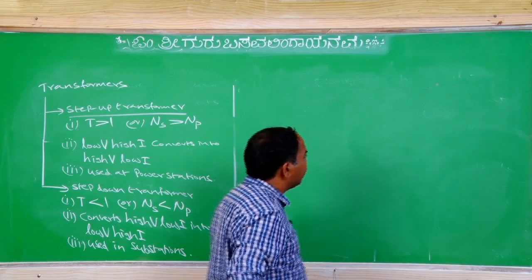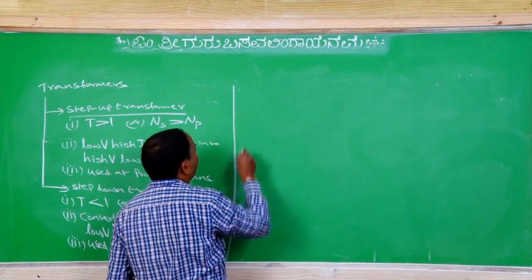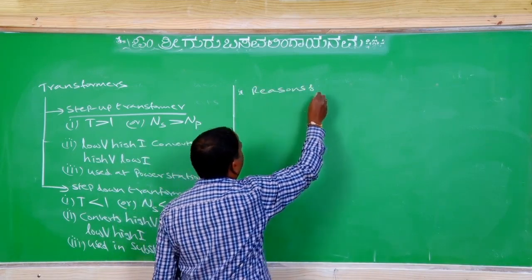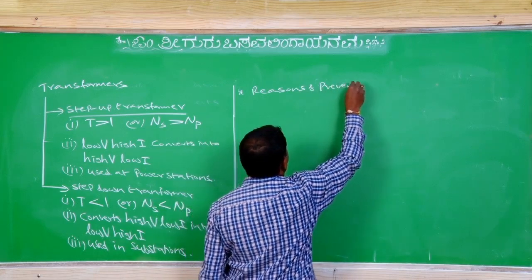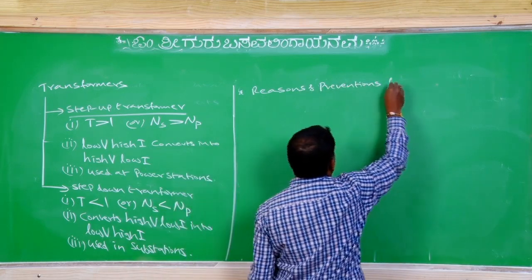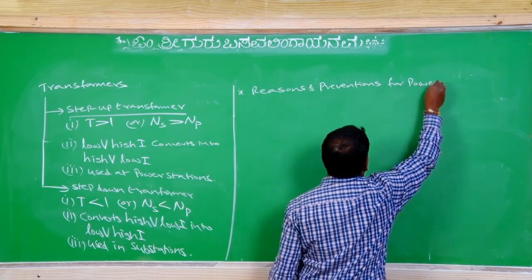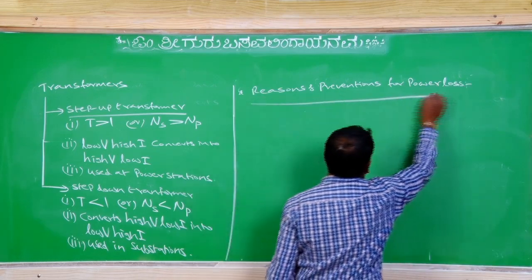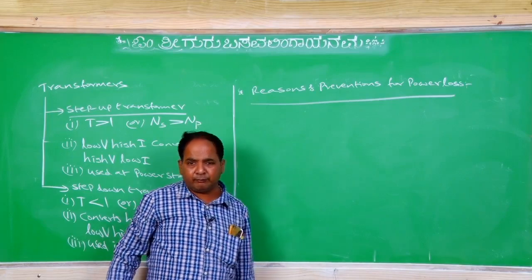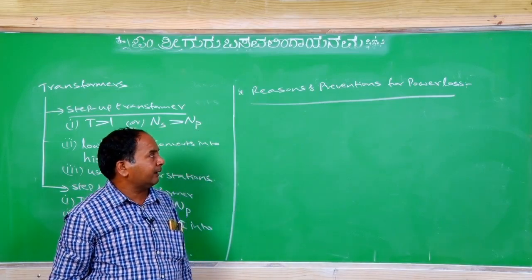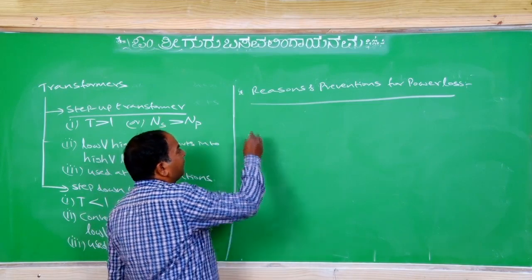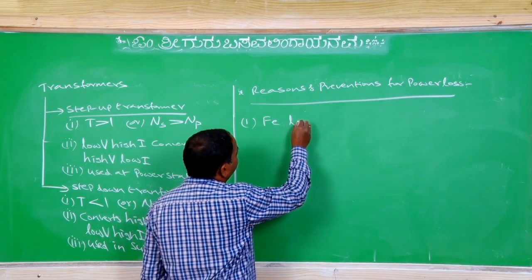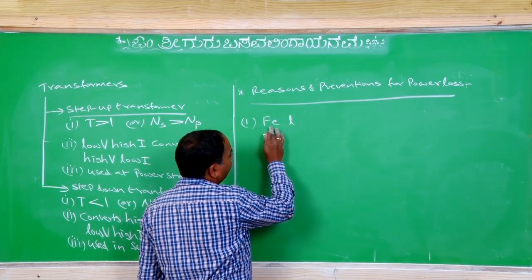After knowing this, first we should know the reasons and preventions for power loss, or electric energy loss. Electric power is the rate of electric energy, so if energy is lost, power loss will be there. Here, the first reason is that the power loss may be due to iron loss.